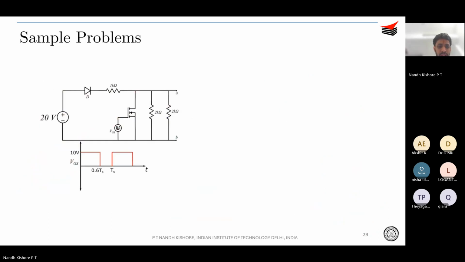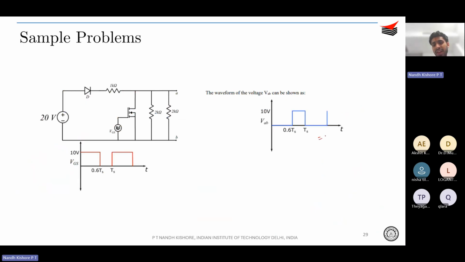Yeah. So again, it's the same thing. VAB will be something like this, right? Between 0.6 to Ts, it will be high, 10 volts. So that's why the average will be 4 volts. Just the area, right? 1 by T integral 0 to T f of t dt, or 1 by T into area. Okay, area is this.